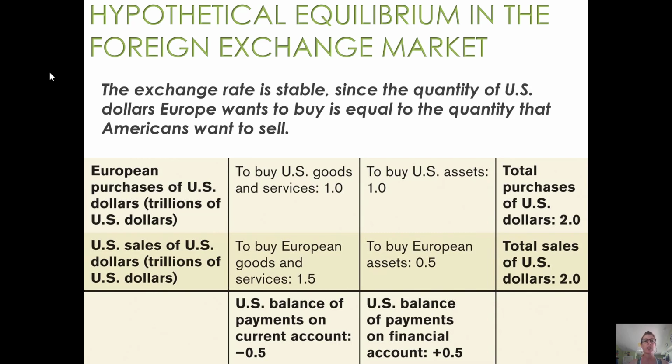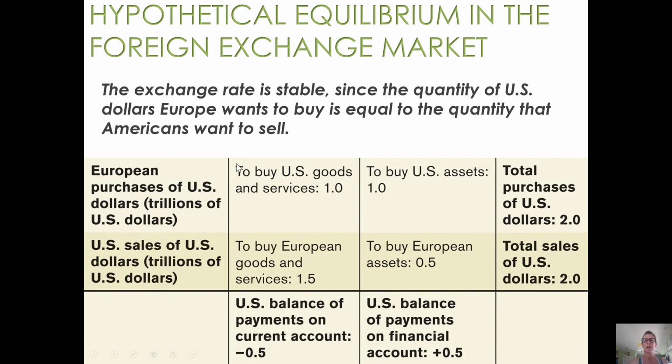So let's imagine, first of all, that the demand for dollars looks like this. The European purchases of U.S. dollars amount to $2 trillion. One trillion is for purchase of our goods and services. That's our exports to them, their imports from us. And then another $1 trillion to buy our assets, so investment in the U.S. The U.S. does remain one of the largest, if not the largest, destination for foreign direct investment in the world.